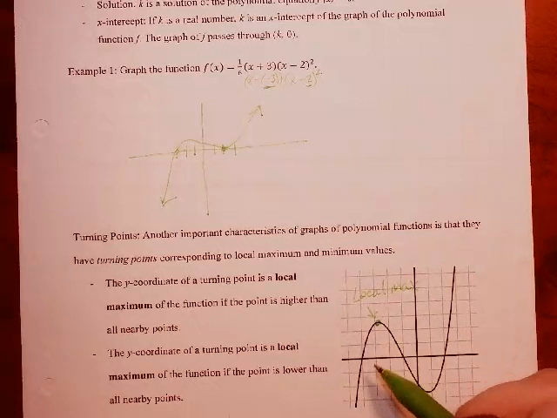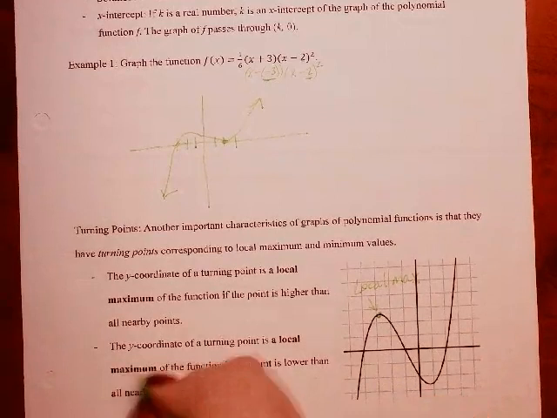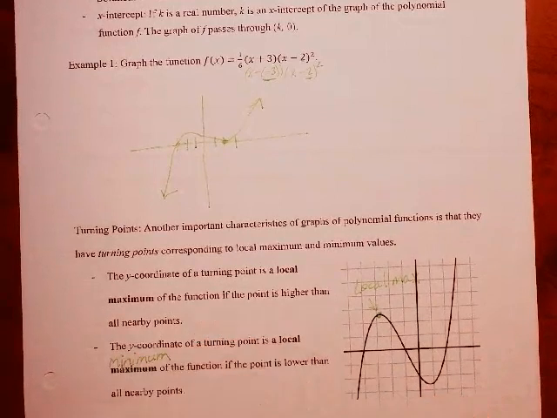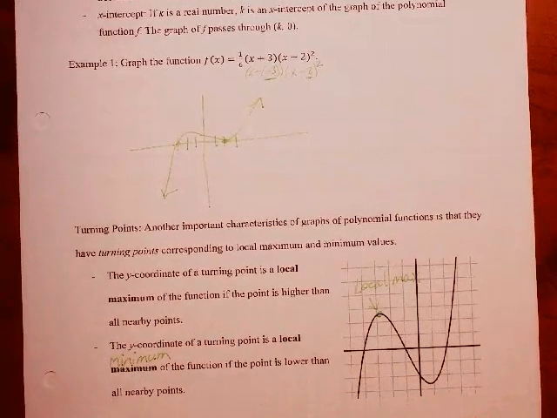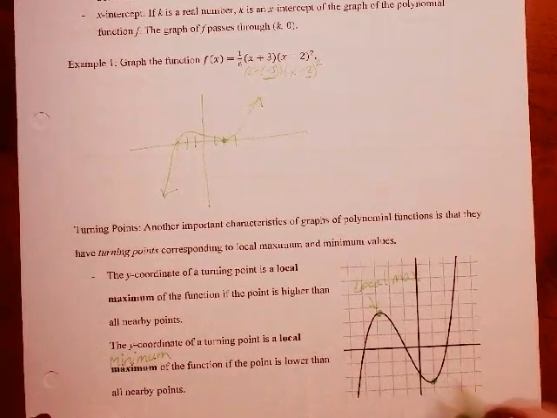And the y-coordinate of a turning point is a local minimum of the function if the point is lower than all nearby points. So if it's at the bottom of a valley, then it's a local minimum.